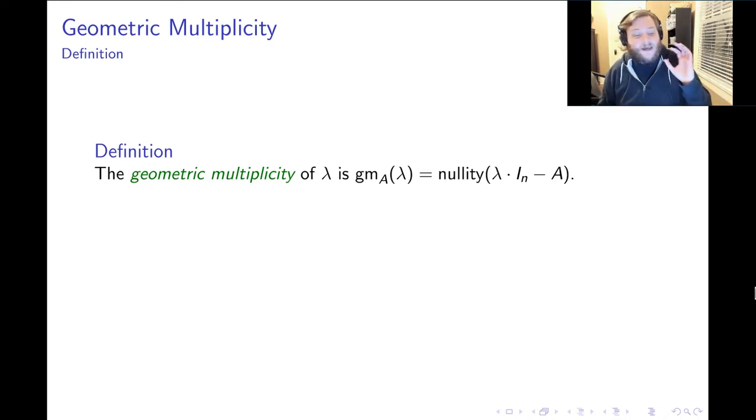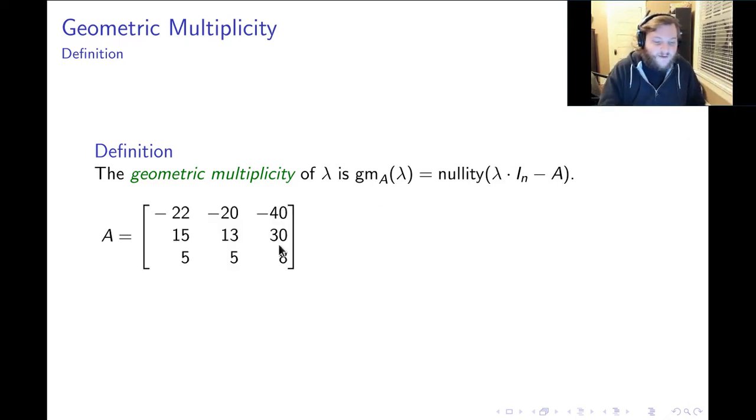The last thing I want to end this lecture on is one concept called geometric multiplicity. So the geometric multiplicity of an eigenvalue lambda is referred to notationally as gm sub A of lambda. And this is defined as the nullity of lambda times the identity minus A. Remember, if lambda times the identity minus A is singular, that's the same thing as saying lambda is an eigenvalue. And, well, being singular means that the nullity of that matrix is greater than 0. The geometric multiplicity is whatever that number is.